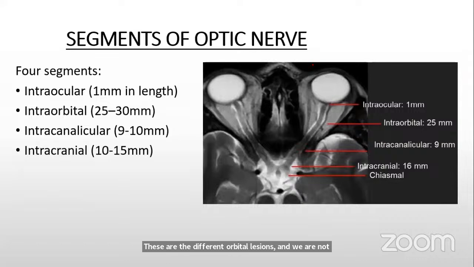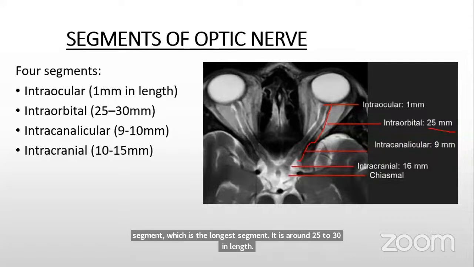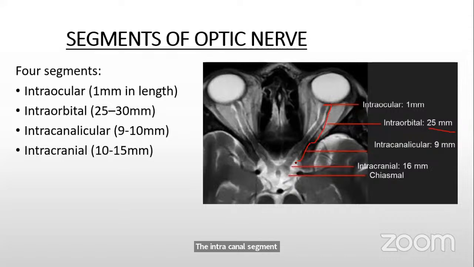The optic nerve is important in segments; we should know a few segments of the optic nerve. There are 4 segments. The smallest segment is the intraocular segment, which is just 1 mm. The second segment is the intraorbital segment, which is the longest segment. It is around 25 to 30 mm in length. The intracanalicular segment lies within the optic canal. It's 9 to 10 mm, and then the intracranial segment, which lies within the cranial cavity, is around 10 to 15 mm.